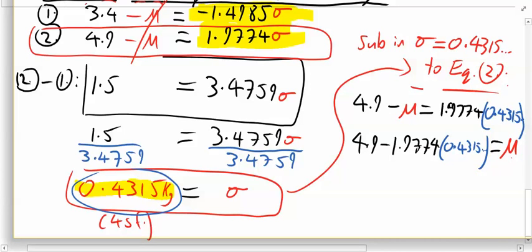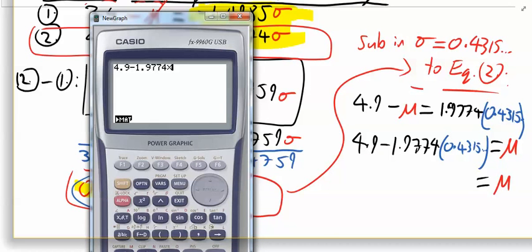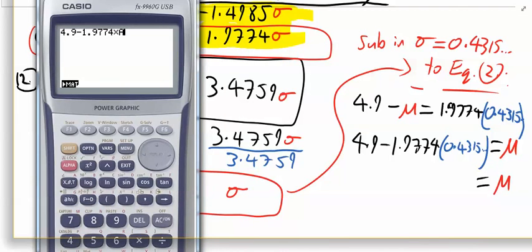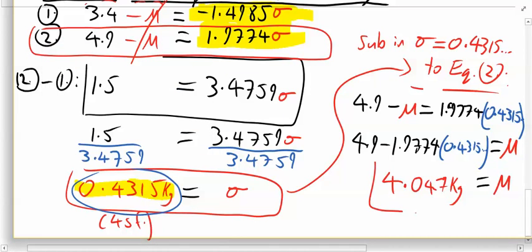So grab your calculator out and we'll work out what it is. The mean equals 4.9 minus 1.9774, and I'm going to use my saved value of the standard deviation, so alpha A, which means that it won't be rounded, so it's a bit more accurate. Execute, and I get 4.047. So I'll round it to four significant figures.